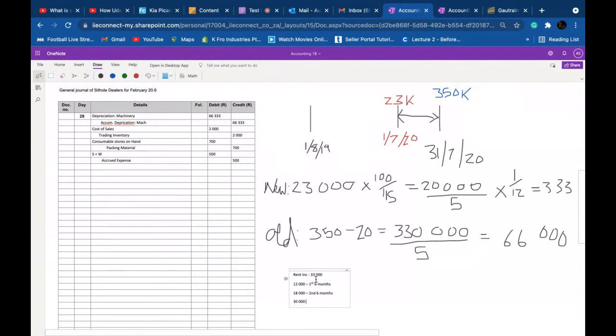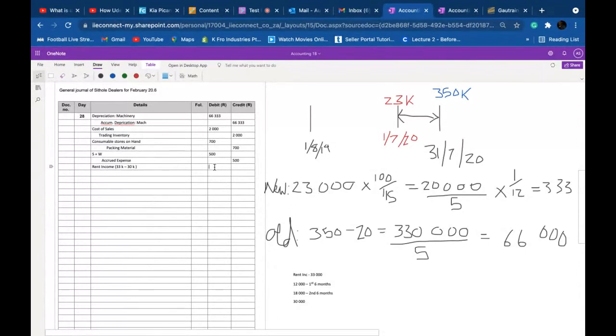Okay, so that means rent income we've received more than we should have. So that means that rent income, we need to debit rent income, we need to reduce it. Remember, we need to only reflect the money that we've actually received. So 33K minus 30.